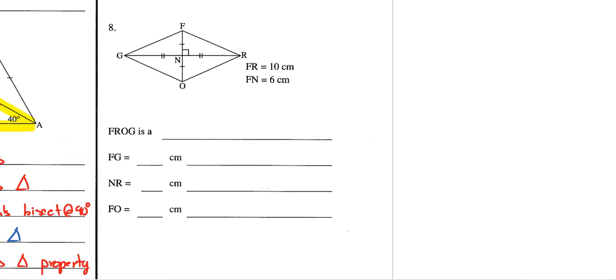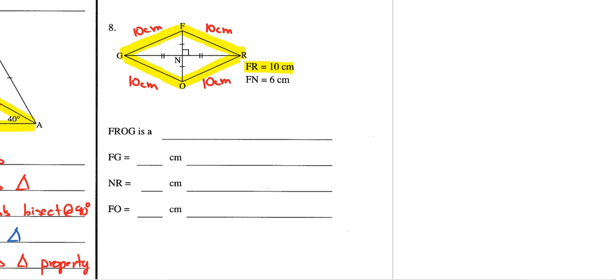Okay, for question number 8 here, we're given that FR is 10 centimeters. So this part right here is going to be 10 centimeters. Now, if this is 10 centimeters, then this length here is also going to be 10 centimeters, because we're symmetric, and this will also be 10 centimeters. And finally, this edge right here will also be 10 centimeters.